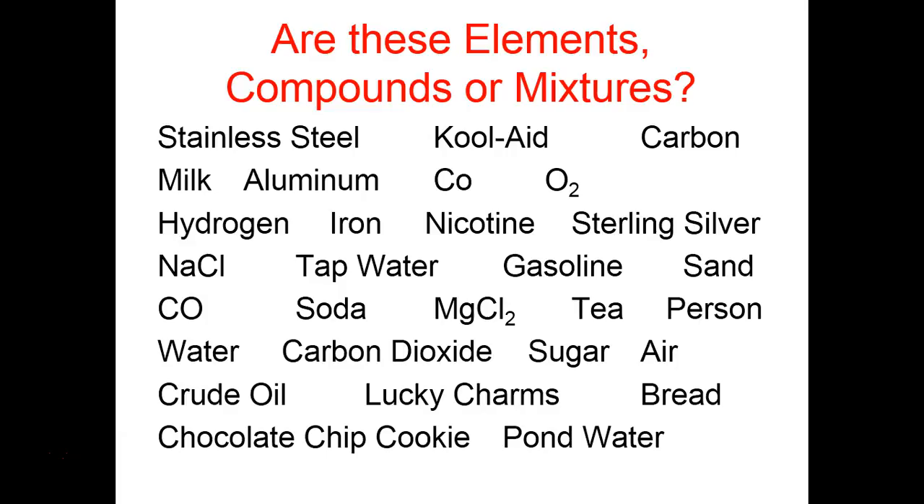There's a bunch of different things in bread. Chocolate chip cookies is a mixture. You can clearly see that. Same thing. We got sugar in there, and we've got flour and chocolate and some other things. Pond water would be a mixture. There's water in there, but then there's also like the plant matter and dirt and mud and things like that. So pond water is going to be a mixture as well. So hopefully, I know that was a long list, but hopefully a lot of that made some sense to you. If you have any questions about any of those, you can come and ask me.